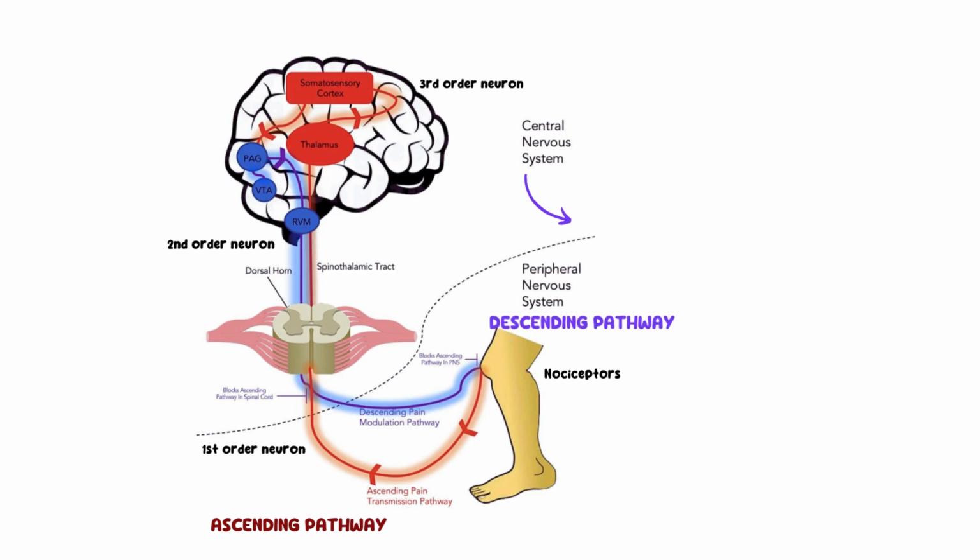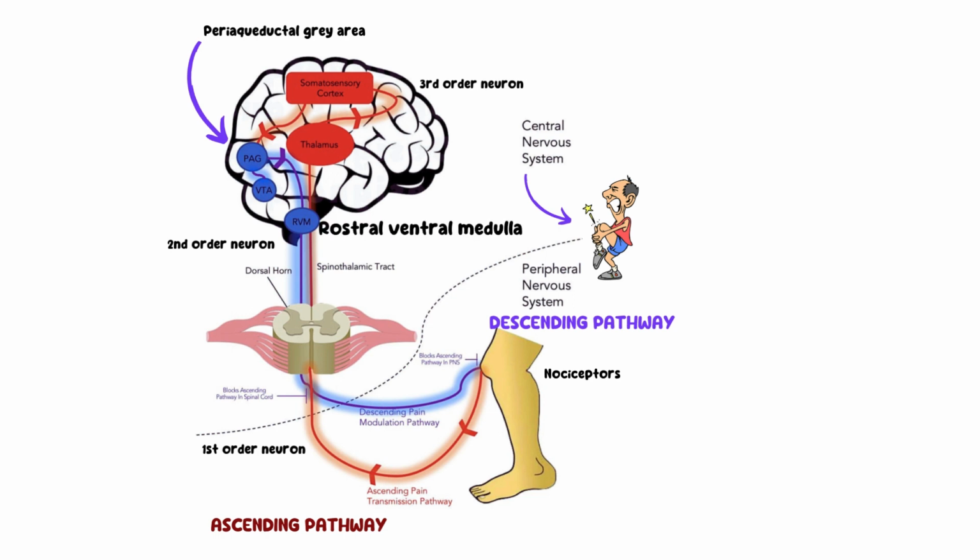Main function of descending pain pathway is to allow the organism to respond to pain source by reducing the pain signal. It begins in periaqueductal gray area in the midbrain that processes the nociceptive information and relays it in rostral ventral medulla. These neurons in the rostral ventral medulla send down the pain signals to spinal cord and activate endogenous opioid system to suppress the pain.